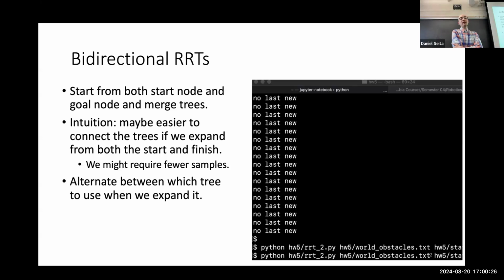Because of that, you might require fewer samples. Empirically, people have found that that's the case because it feels like, if you know where you want to go to, you might as well grow a tree from it instead of just expanding from your initial point. So here's the visual. Here's the visual of your homework 5.